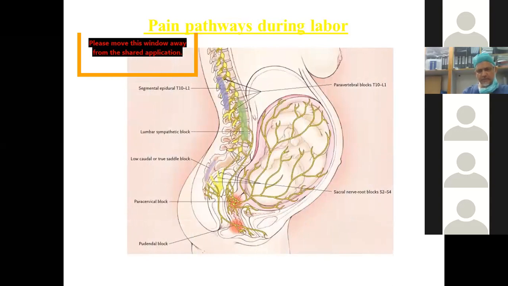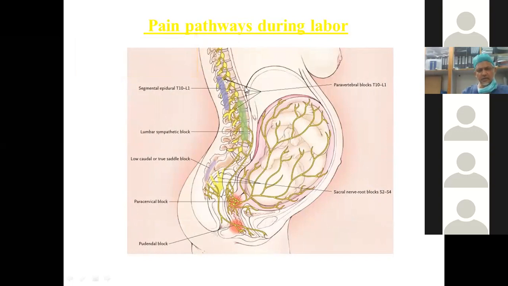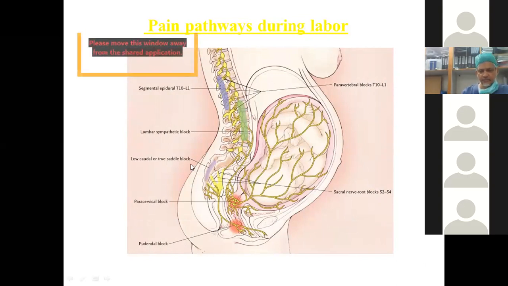So you can see the nerve supply here, this pudendal nerve, paracervical block, but the most common technique is the epidural analgesia.